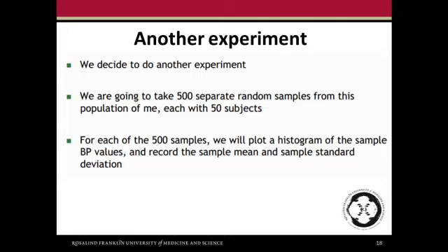So say we have lots of time on our hands and we decide to do another experiment. This time we're going to sample 50 individuals at a time and record their blood pressure, and we're going to do that 500 times. Okay, so for each of those separate 500 samples, again we're going to plot a histogram of the blood pressure values and look at the sample mean and sample standard deviation.